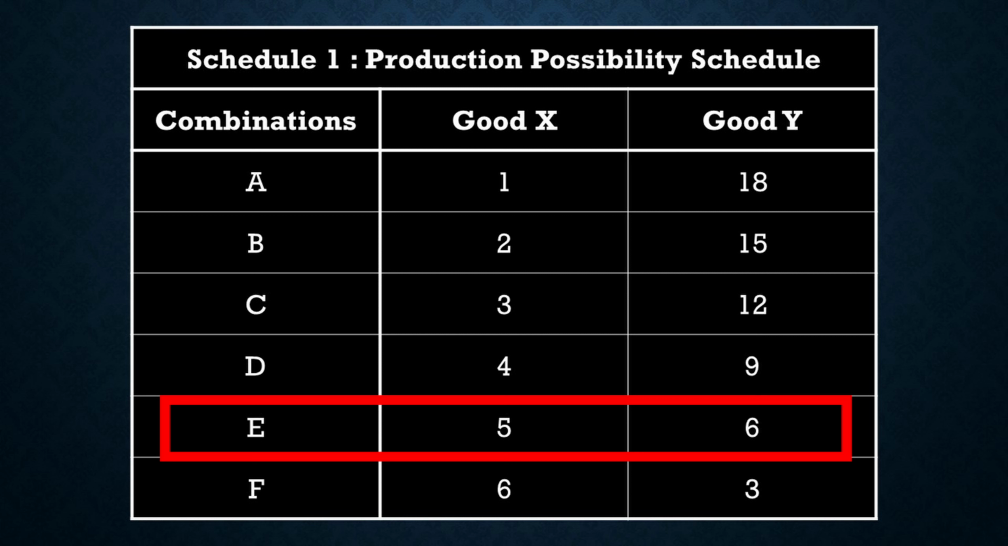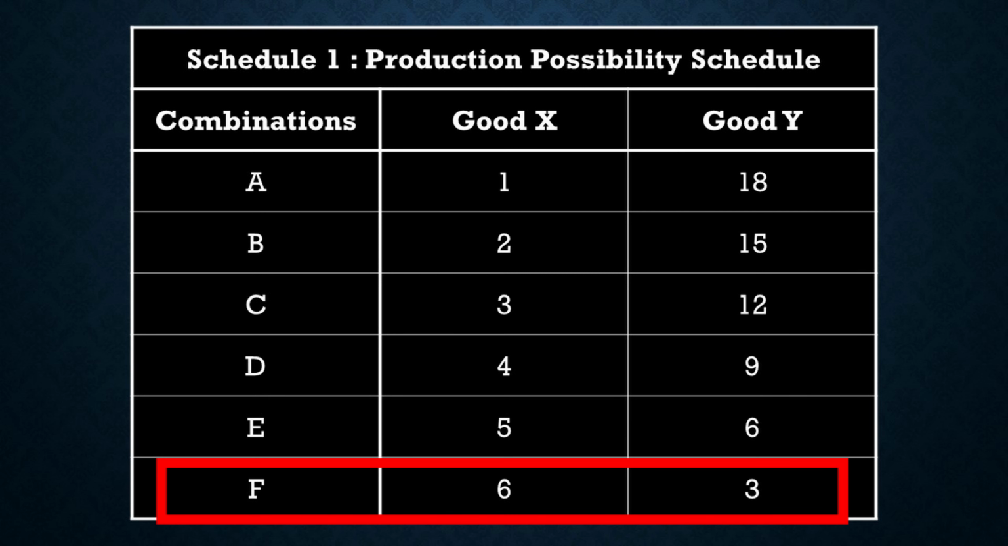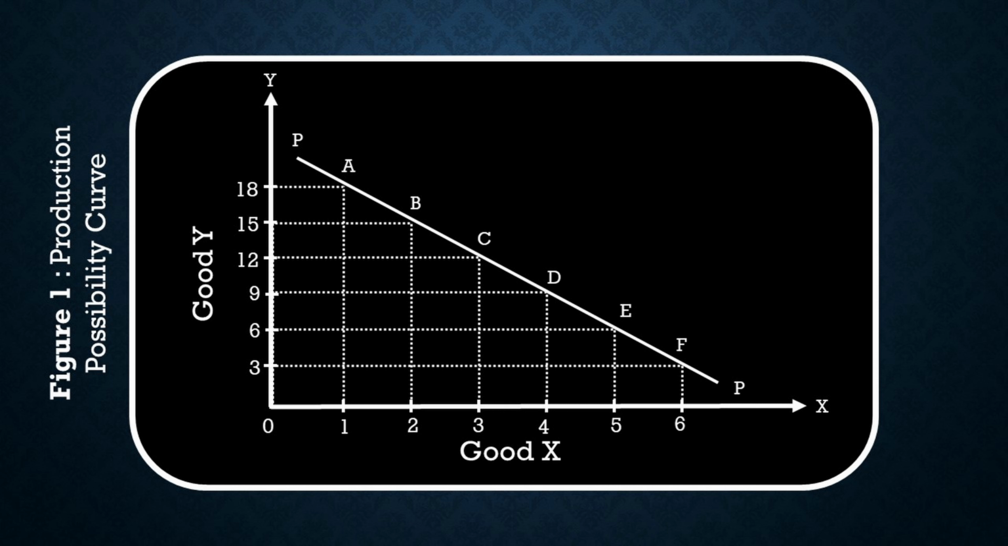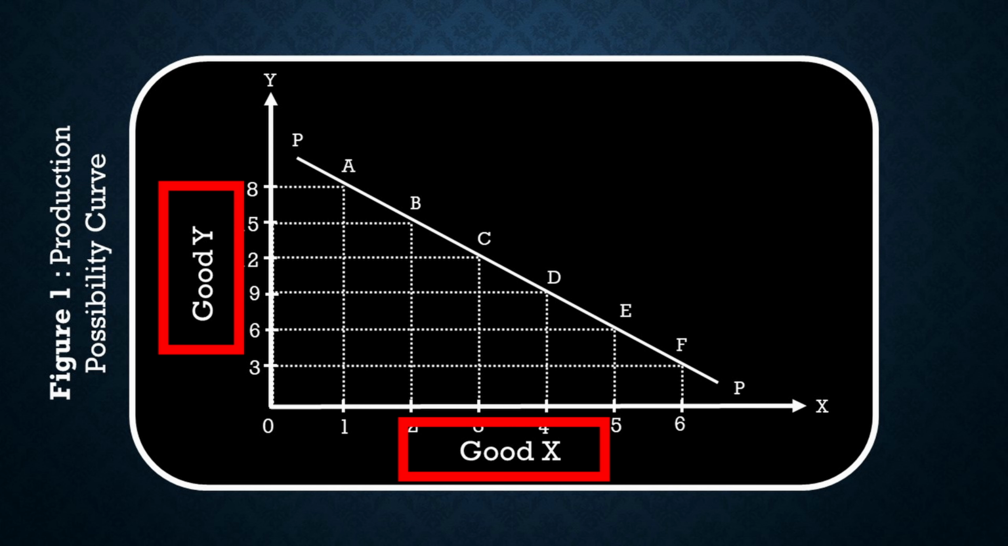Combination E shows that 5 units of good X and 6 units of good Y can be produced. And the last combination F shows that 6 units of good X and 3 units of good Y can be produced with given resources and technology. Moving further towards the diagrammatic representation of the schedule. In this figure, OX axis shows good X, whereas OY axis shows good Y.